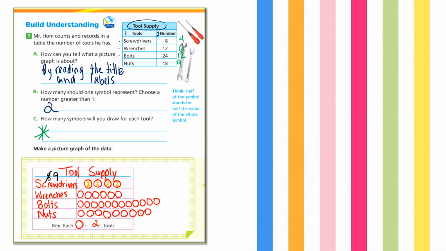But if I draw a half of a circle, let's try that again. If I draw a half of a circle, that would represent 1. So then I would have 2, 4, 6, 8, 9. So then I would have my 9 screwdrivers.